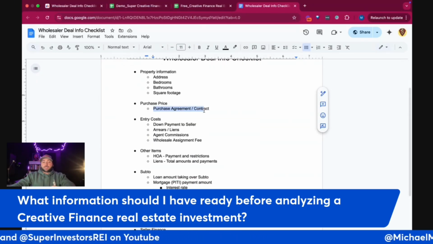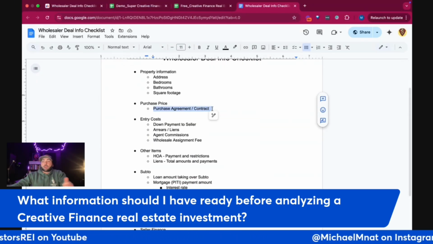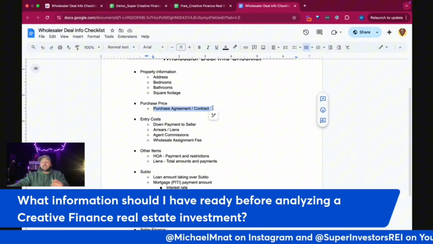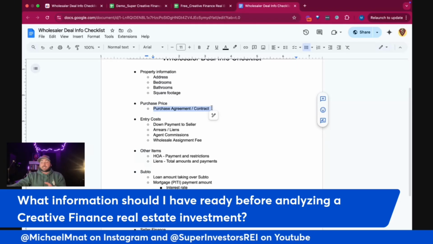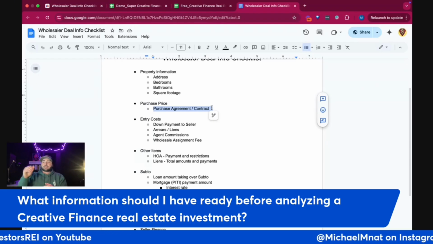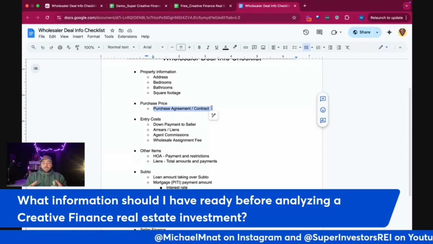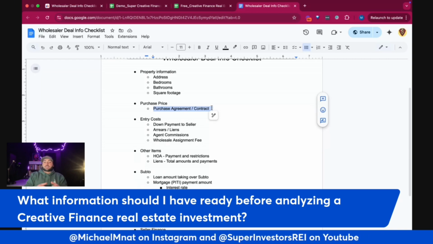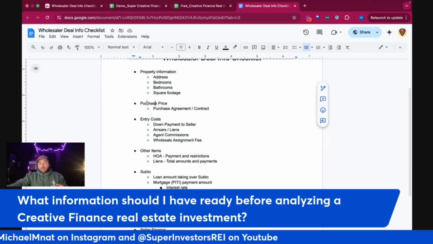Purchase price. If it's a deal already under contract, I need to know what you're purchasing it for, and ideally, do you have the contract? A lot of people don't even know how to read a purchase and sale agreement. They don't know which is the purchase price, the amount that's subject to, the amount that seller finances, how much is getting paid out to the sellers, how much is going to the wholesaler. If I have the contract, I can help you decipher that. Or if not, I at least need to understand the terms of the purchase agreement.